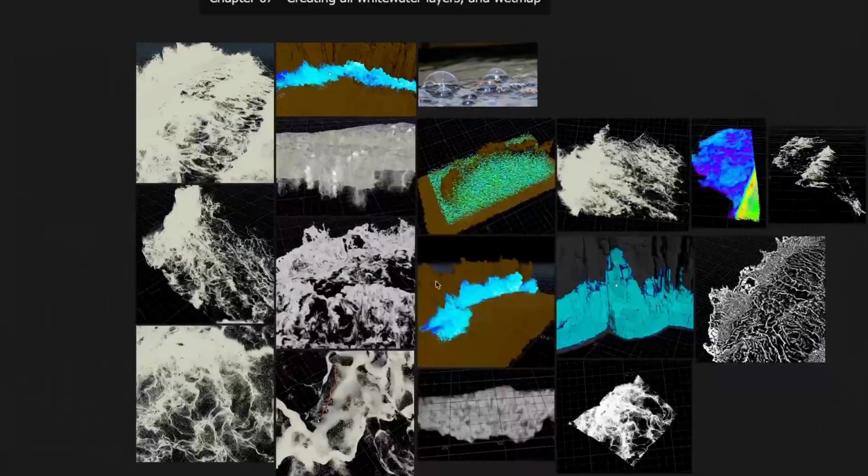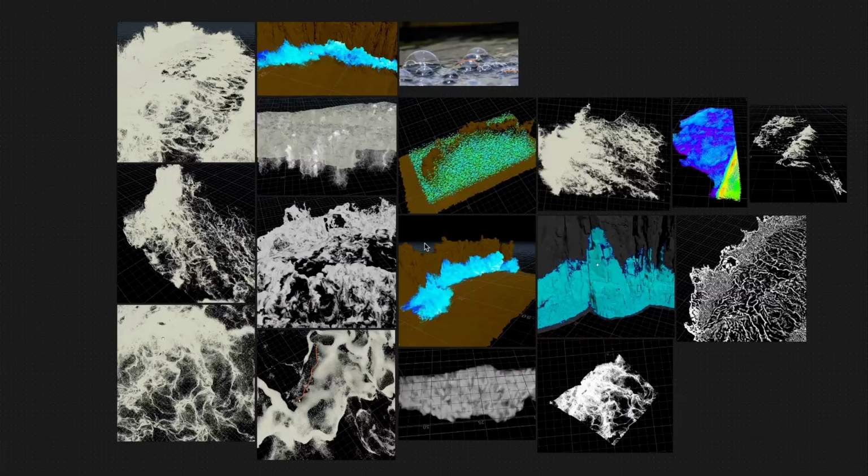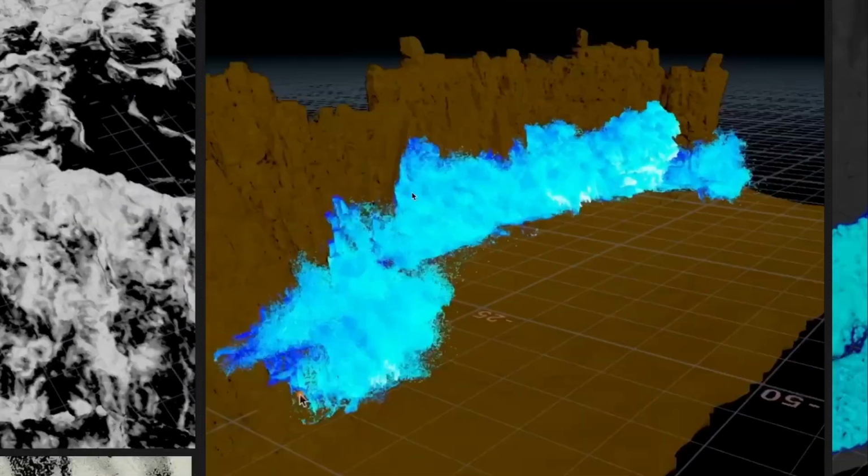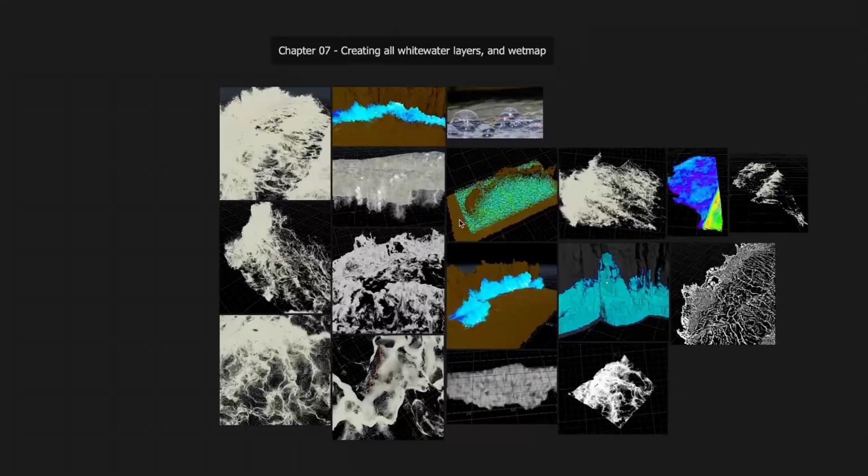So this is a very long chapter, but it's a very important chapter that will determine most of our look of the ocean. We'll also actually create a wind field that will be piped into the whitewater particles so they can flow with the wind in here. So yeah, that's chapter 7, the biggest chapter we have, and it's going to be a very cool one.